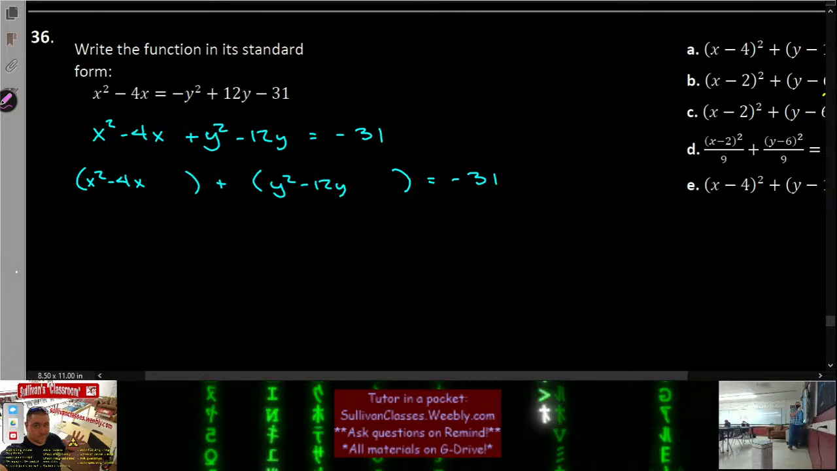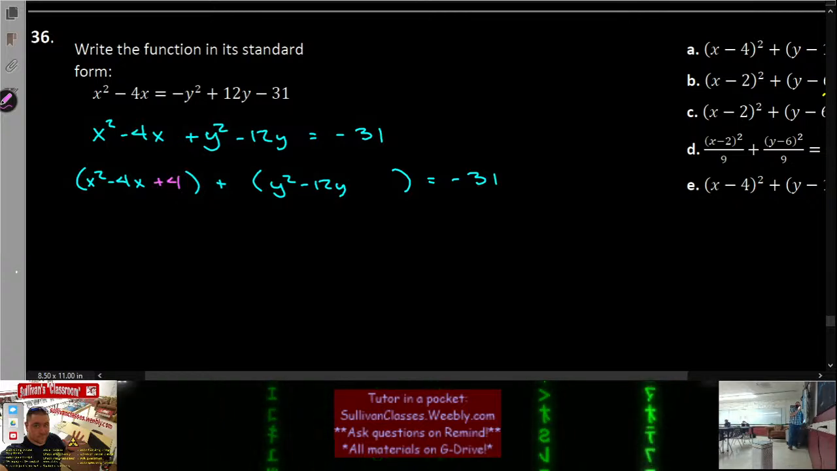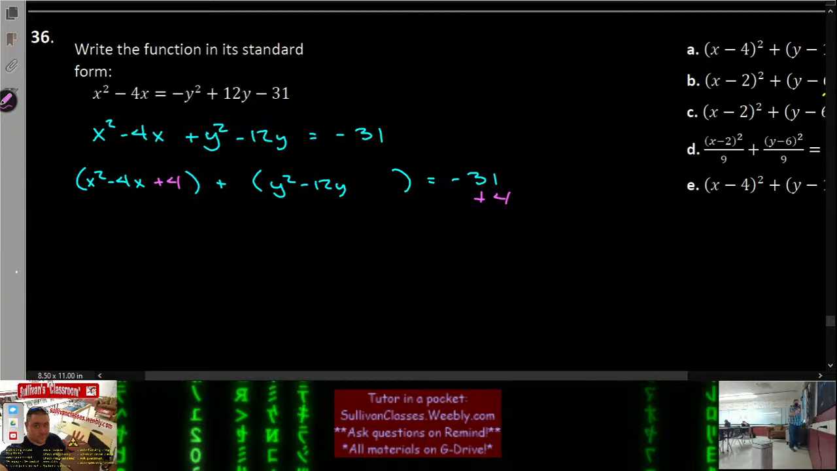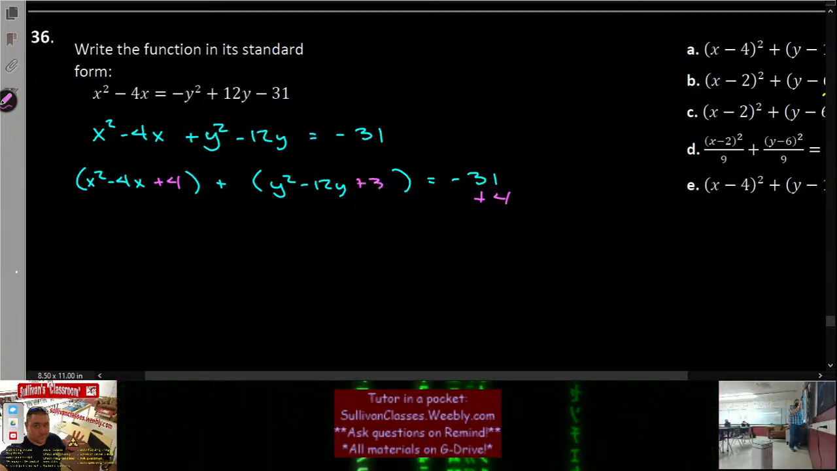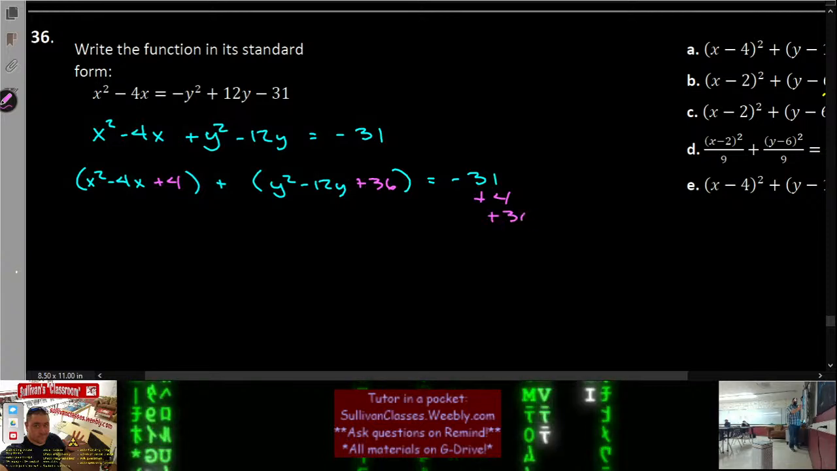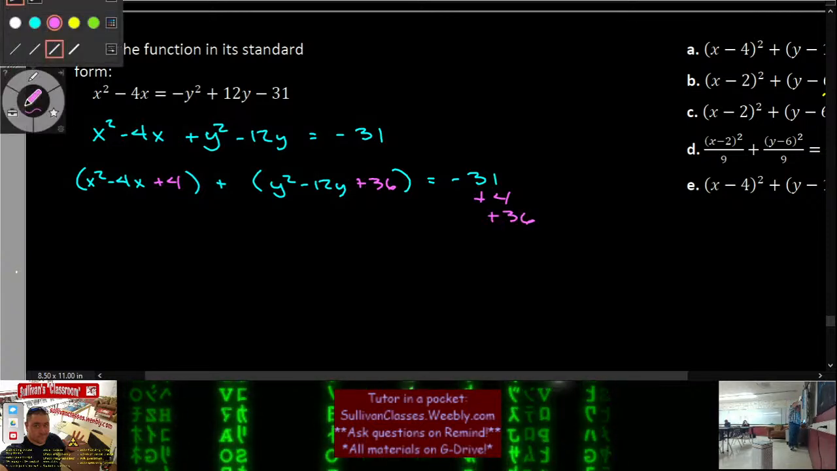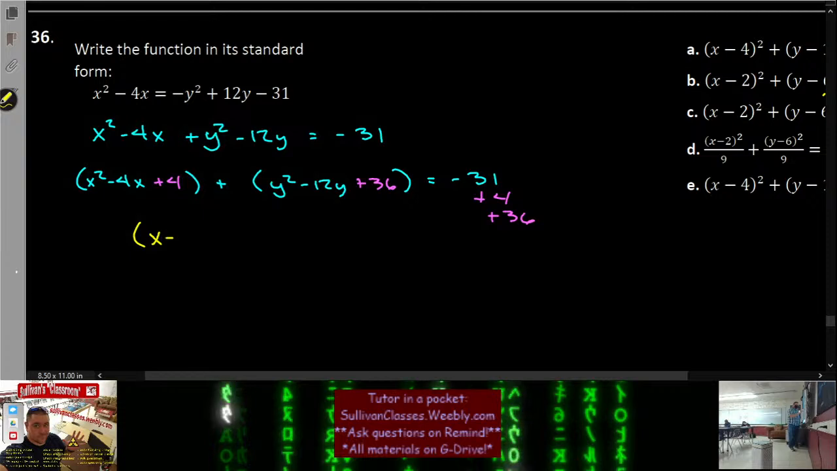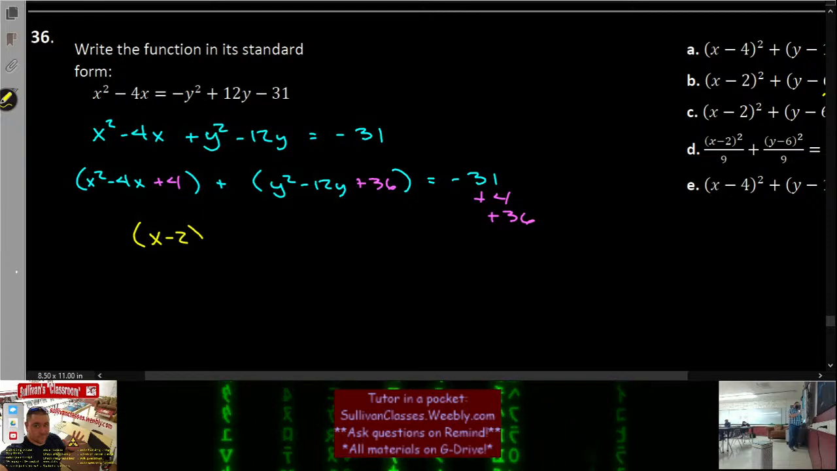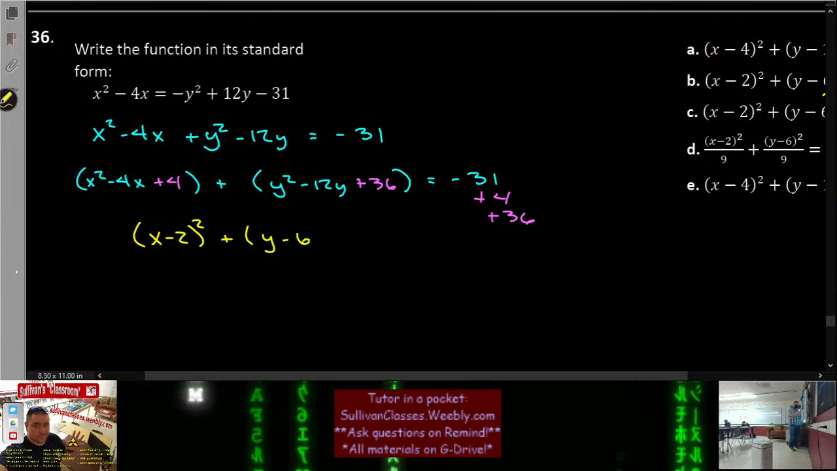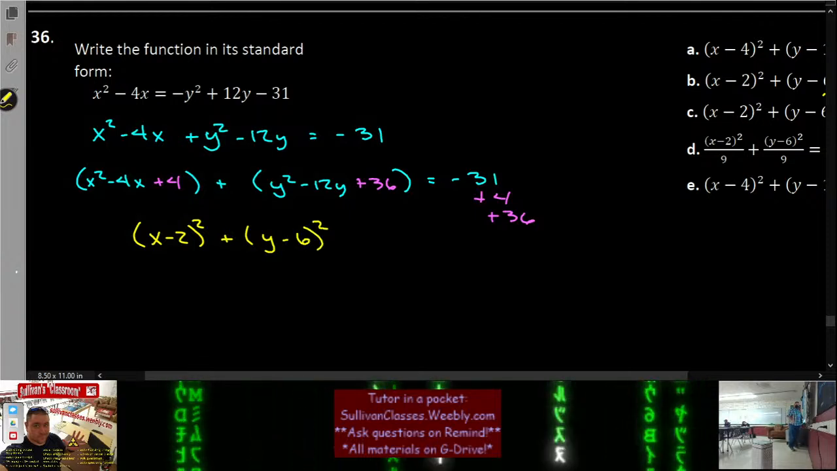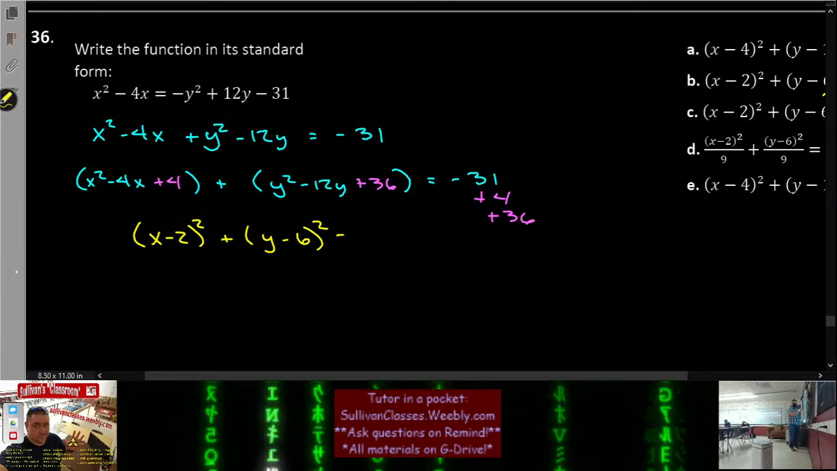Half of negative 4 is negative 2, squared is 4. Yes, I really added a 4. Half of negative 12 is negative 6. Negative 6 squared is 36. Yes, I added a 36. Always x plus b over 2. Always y plus b over 2.